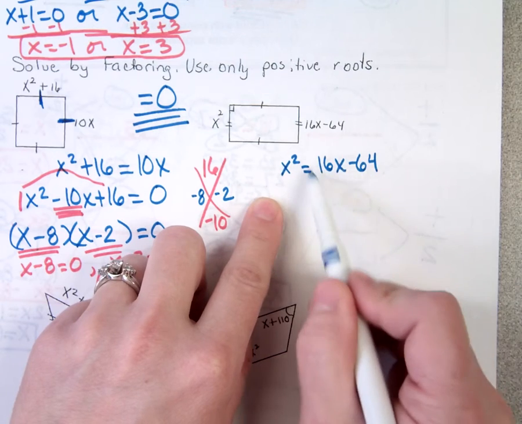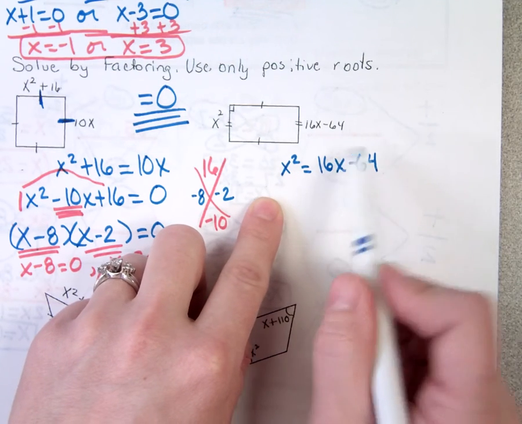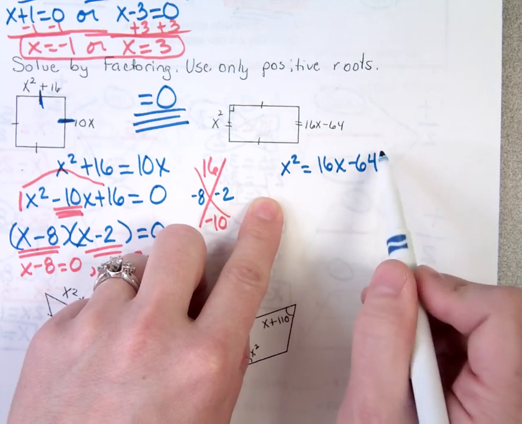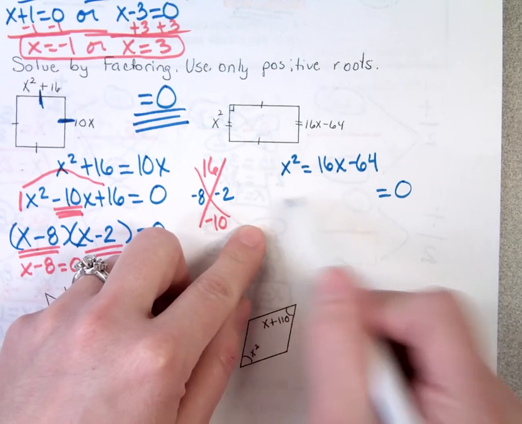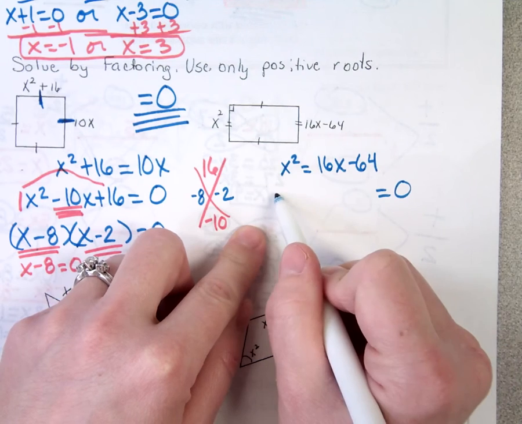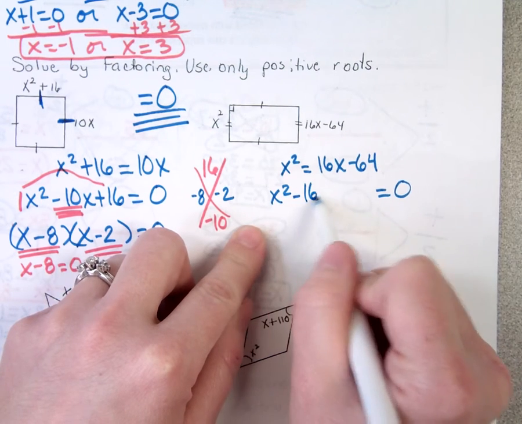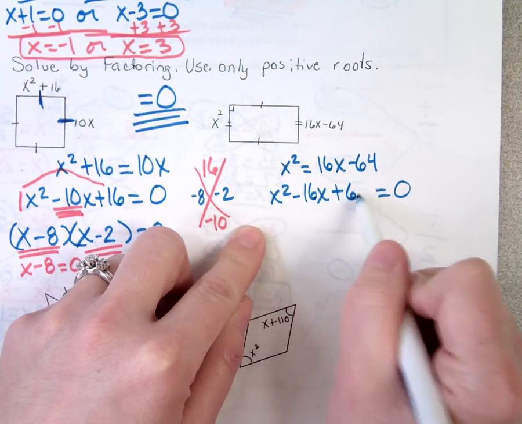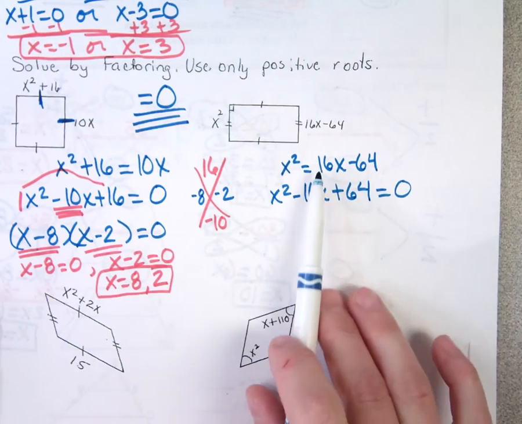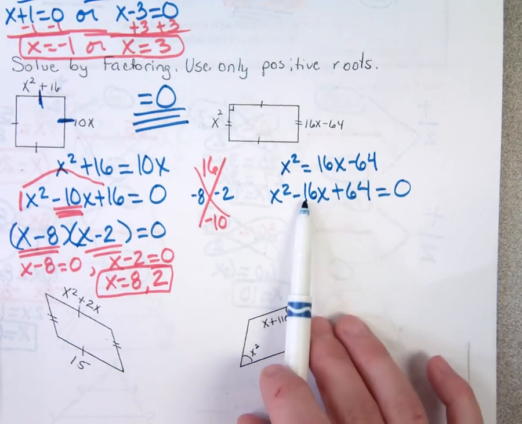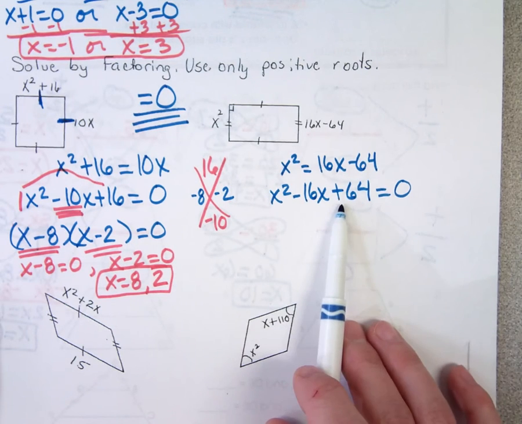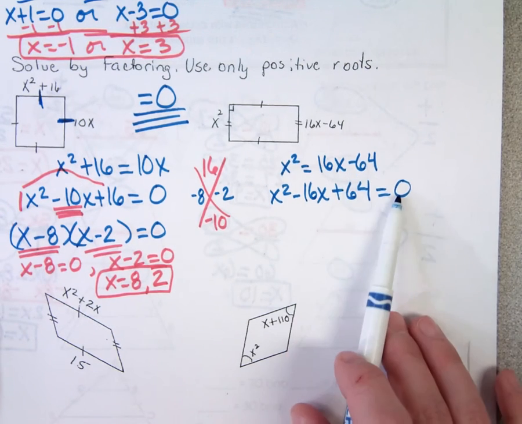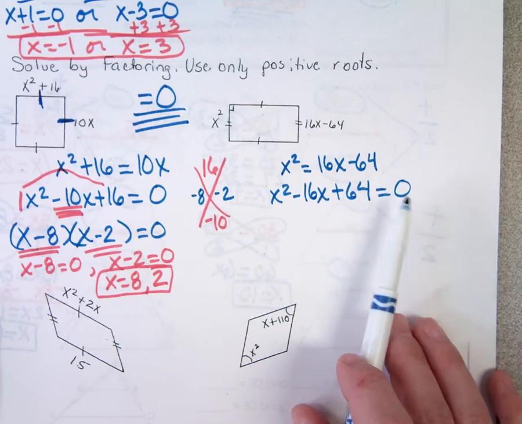So how would you move the 16x? Subtract it. How would you move the minus 64? Add it. So if I did both of those things, I'd have a 0 on the right. Can you tell me what this would look like? Yes, x squared minus 16x plus 64. So I moved the 16x by subtracting it. That's why it's negative now. I moved the negative 64 by adding it. That's why it's positive now. And once you move those two things, there's nothing left on the right side but a 0.